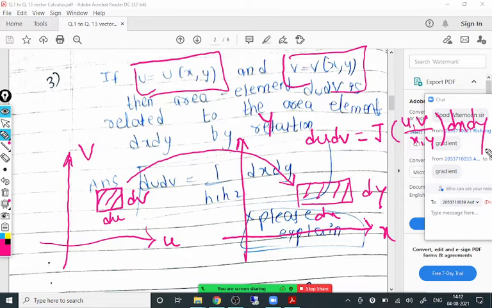Is it clear? Any doubt? This is the Jacobian formula. If we are given the functions u and v, then we can calculate that Jacobian. The Jacobian is the determinant of dou u by dou x, dou u by dou y, dou v by dou x, and dou v by dou y. It's a 2 by 2 determinant. Any doubt there? So this should be the answer.